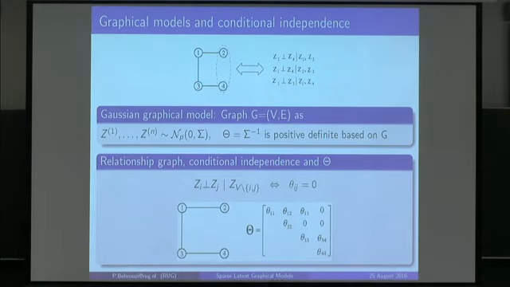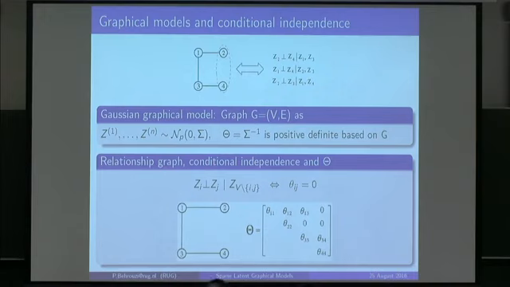For example, here, for variable 2 and variable 4, we study the correlation between them given the rest of the variables. If there is no link here, it shows that variable 2 and variable 4 are conditionally independent given the rest of the variables. The same goes for variable 2 and 3. So they are conditionally independent given the rest of the variables.